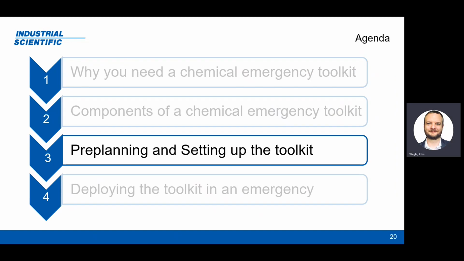So with those core components in place, PPE, well-maintained gas detection, SAFER, and a Radius unit, here's how we can start to put all of those pieces together and properly set up the toolkit for use.